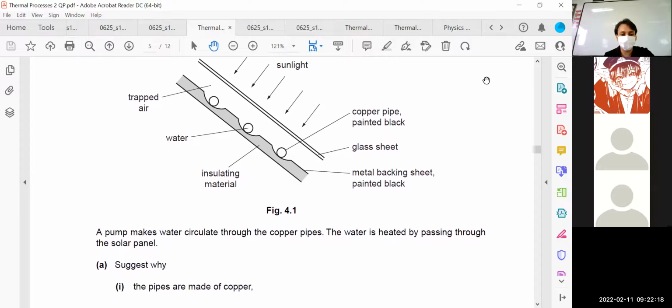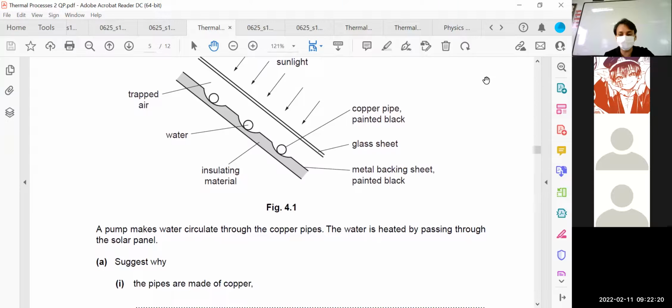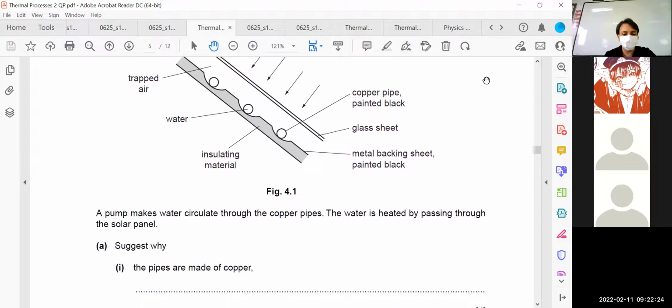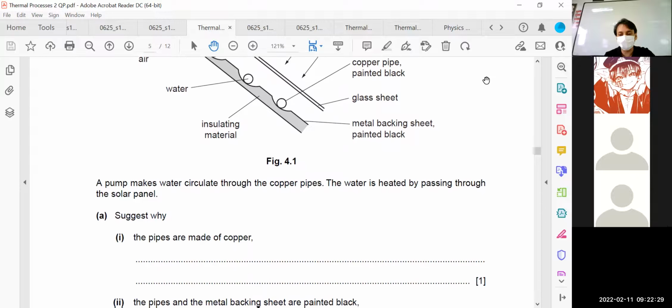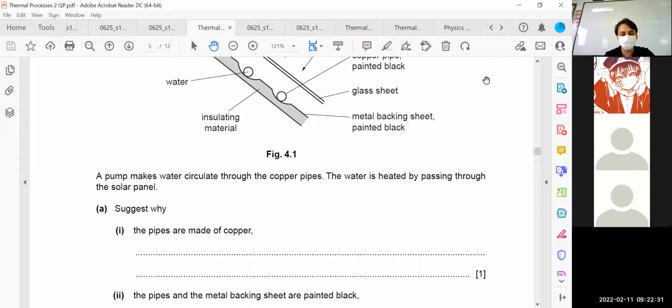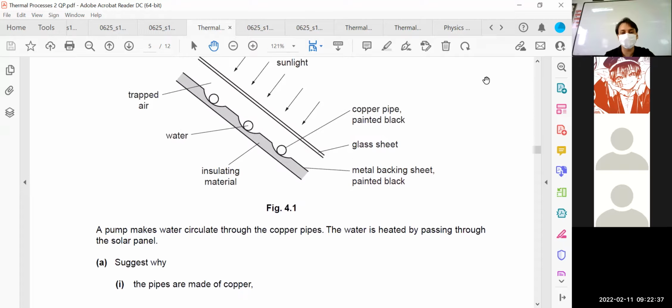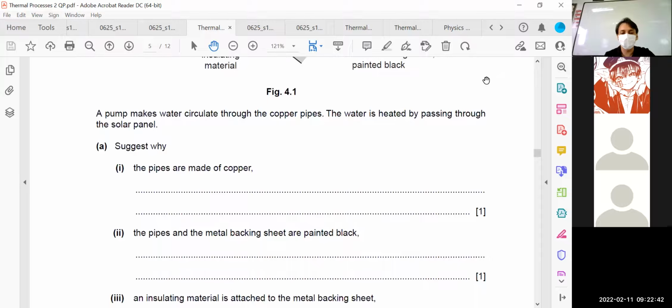After that, a pump makes water circulate through the copper pipes. The water is heated by passing through the solar panel. Suggest why the pipes are made of copper. Where are the pipes? Look at the diagram, children. Copper pipes. Why are the pipes made of copper?